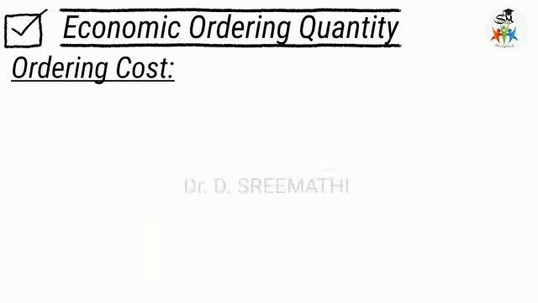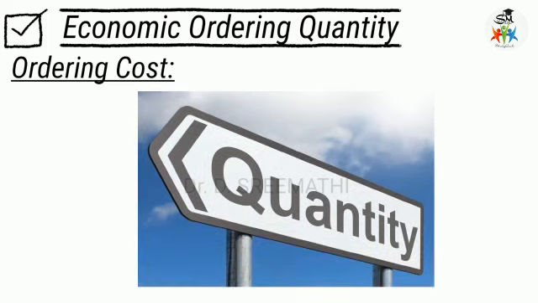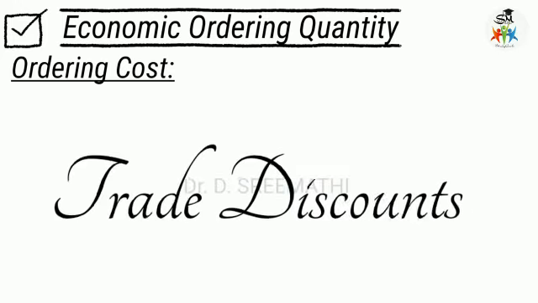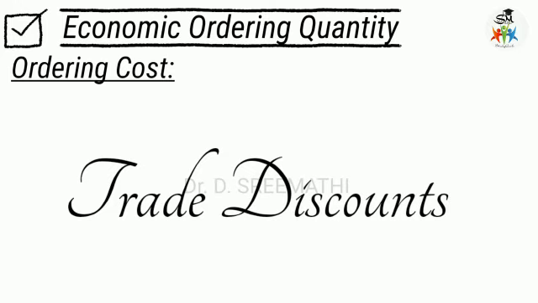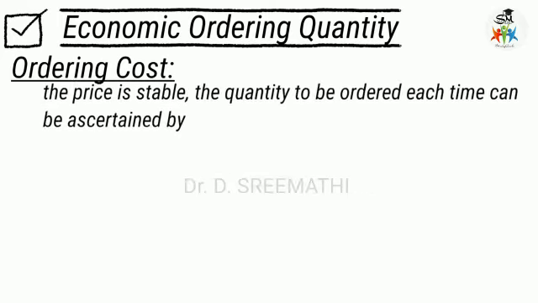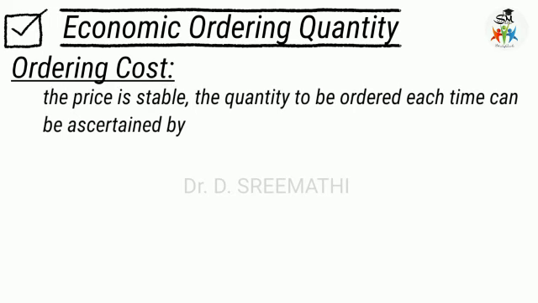So this is about ordering cost. We can conclude that the quantity to be ordered should be such which minimizes the carrying cost as well as ordering cost. The order for material to be purchased should be large enough to earn more trade discount and to take advantage of bulk transport, but at the same time it should not be too large to incur heavy payment on account of interest, storage and insurance cost. If the price of a material is very much stable, the quantity to be ordered each time can be ascertained with economic ordering quantity.